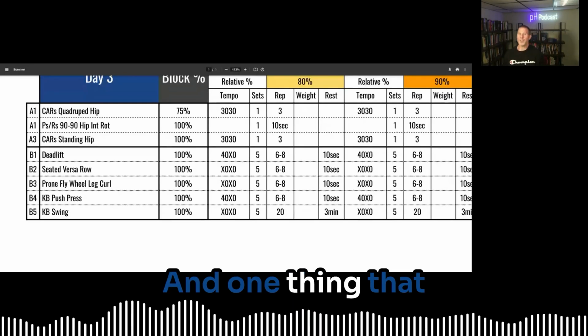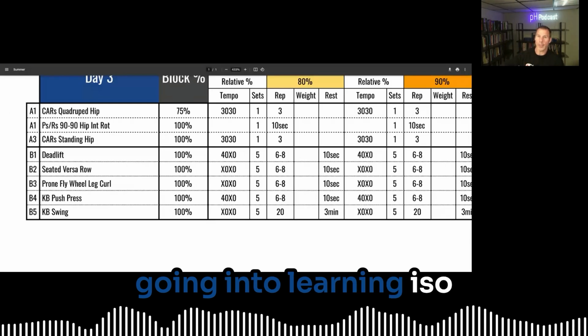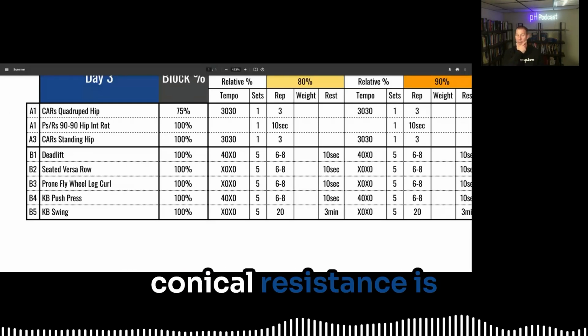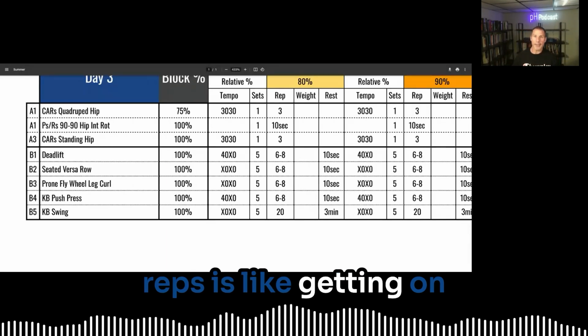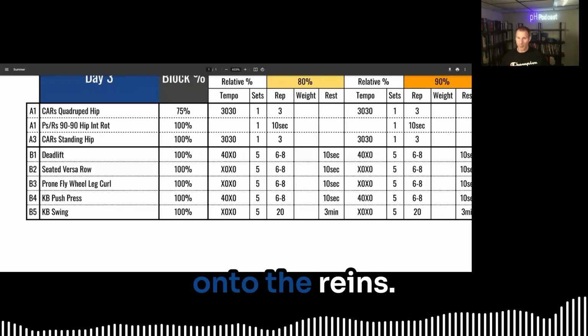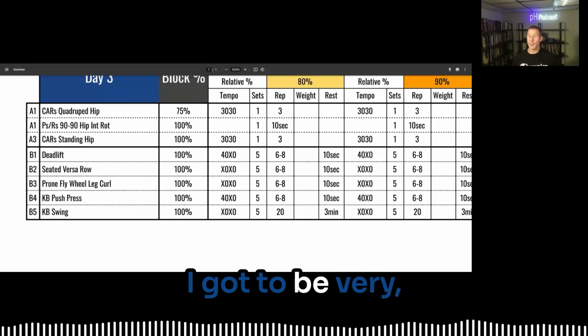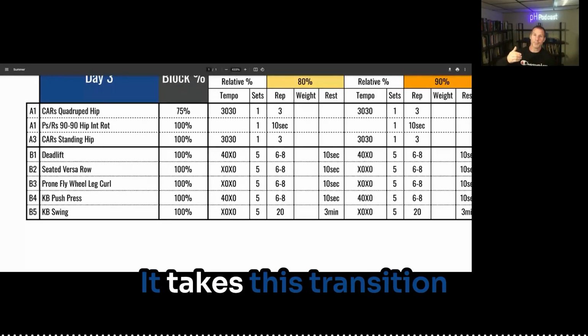And one thing that you learn from this, a big influence on me going into learning isoinertial work or flywheel conical resistance, is grooving the pattern. The first couple reps is like getting on a horse and you've got to essentially get control. I've got to hold on to the reins. I've got to dig my heels in. I've got to be very, very confident. And that just takes reps.